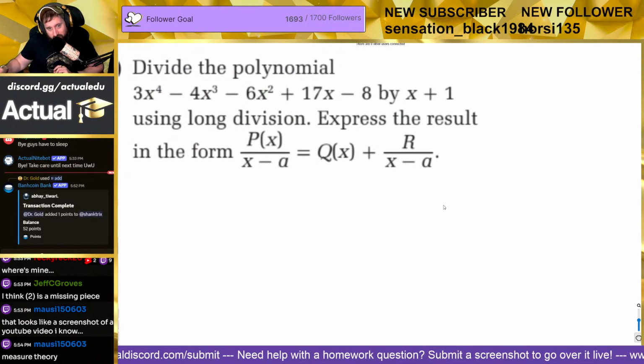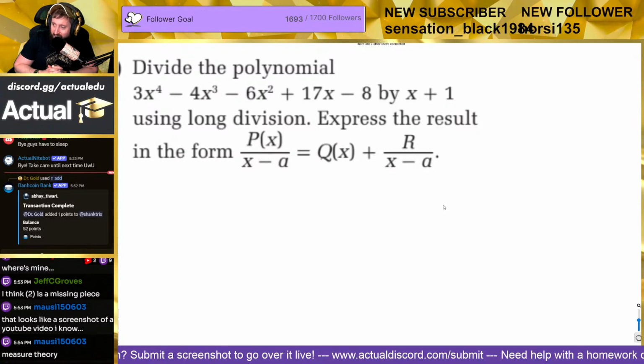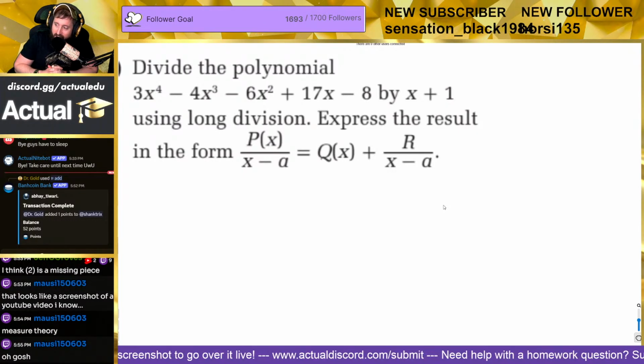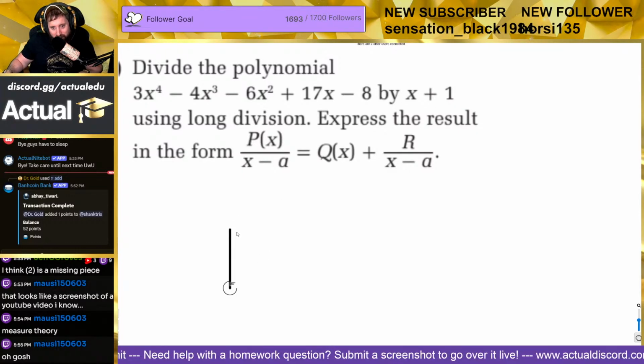Divide the polynomial 3x to the 4th minus 4x cubed minus 6x squared plus 17x minus 8 by x plus 1 using long division. This is much better. I can do this. I like this stuff. This stuff's always fun. Notice how they said they don't want us to use synthetic. Synthetic actually would work pretty nicely for this, but it's okay.